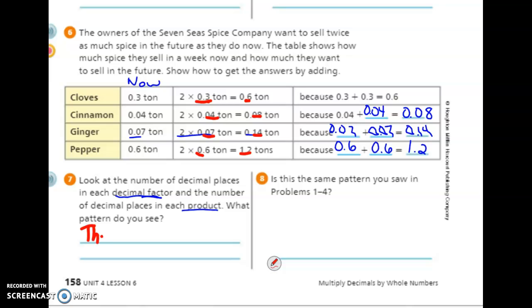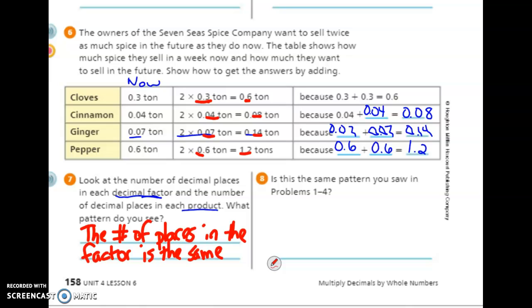So the number of places in the factor is the same as the product. Copy that down. Pause it if you need to, and then turn your page.